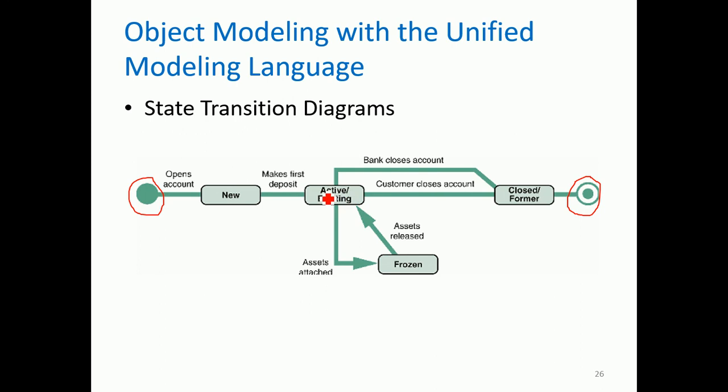And then, if the active or existing account is closed by the bank or the customer, it will be closed or former. For this state transition diagram, you can see that the closed or former account cannot return to active or existing or return to new. So again, a state transition diagram depends on the given situation or context. And since this is the last state, this will be the end, the symbol for the end of the state transition diagram.